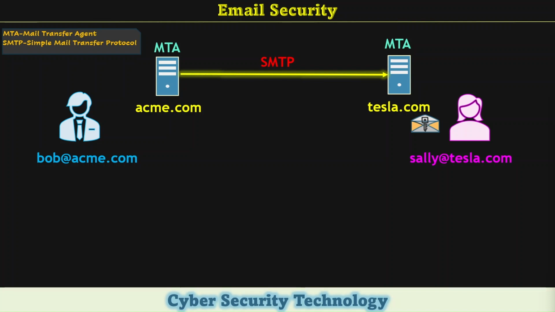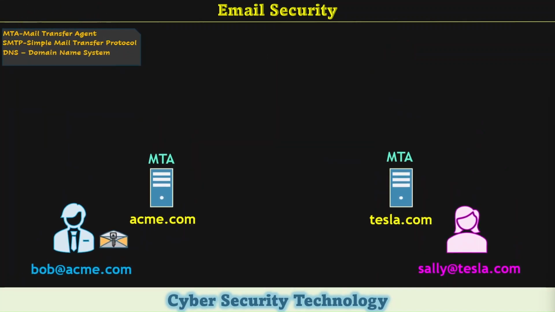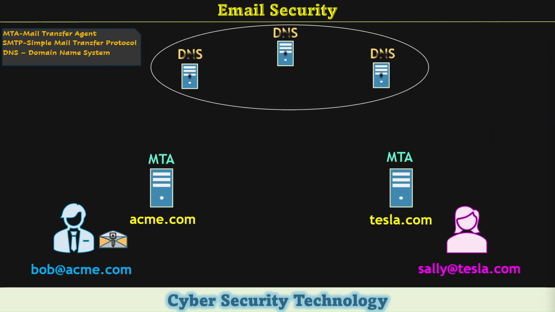Email security checks could be a lot of things. For example, sender reputation score, SPF, DKIM, and DMARC check. Could be virus, phishing, spam check, and maybe additional checks based on Tesla's email security posture. But first, how does the acme.com MTA know where tesla.com is? That is where DNS comes into play.